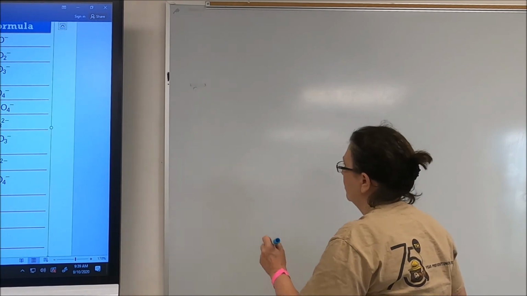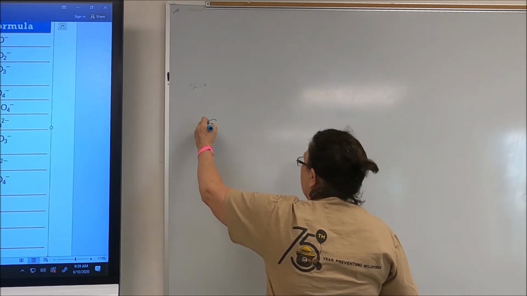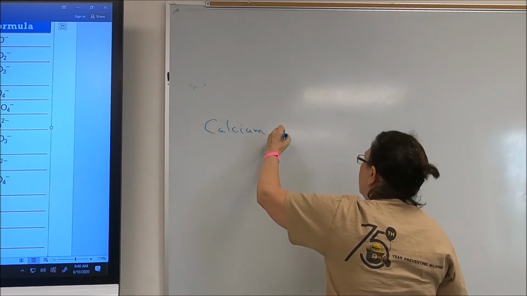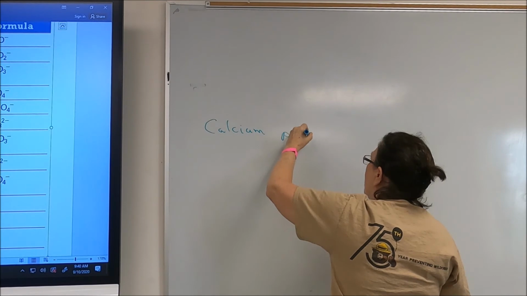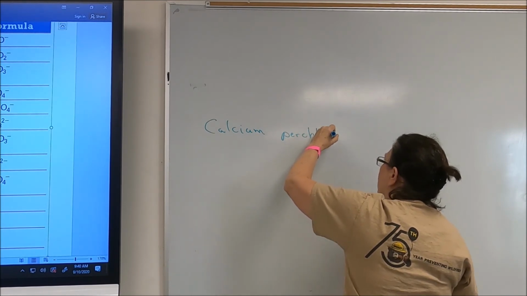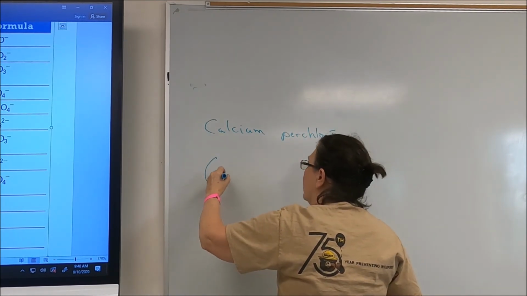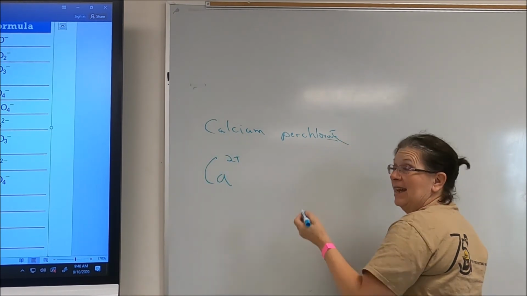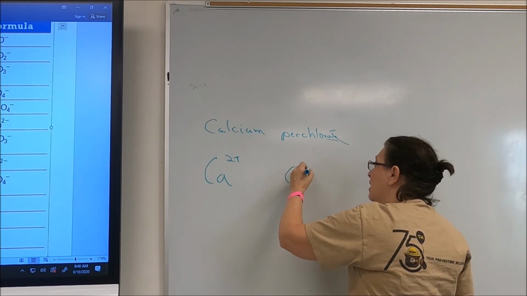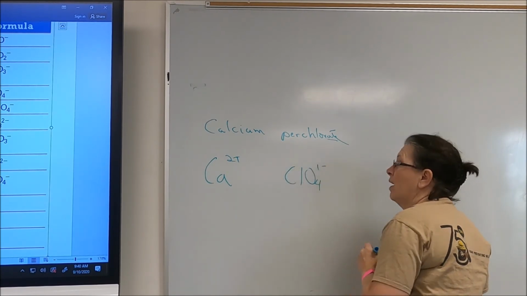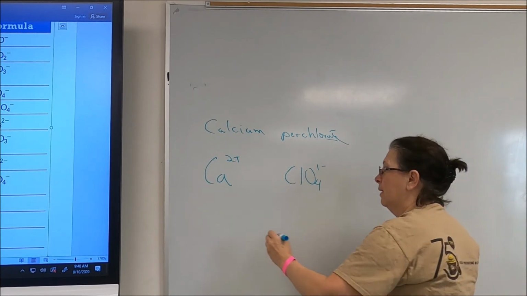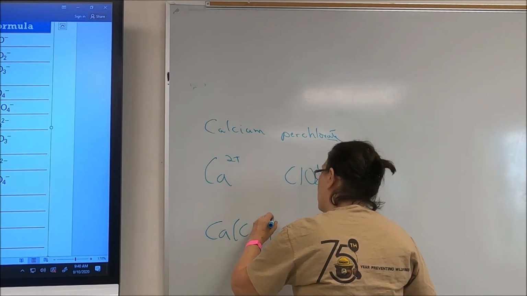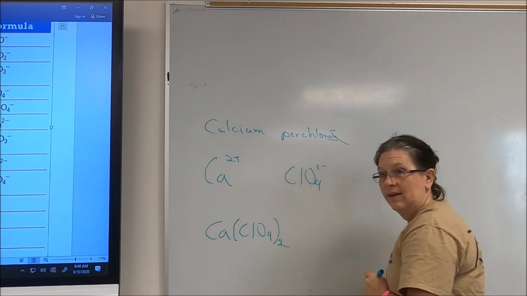If we had calcium perchlorate, calcium is 2+. Perchlorate, the ate, screams I'm a polyatomic. It's ClO4 1-. Okay, so I get Ca, ClO4 in parentheses, taken twice.